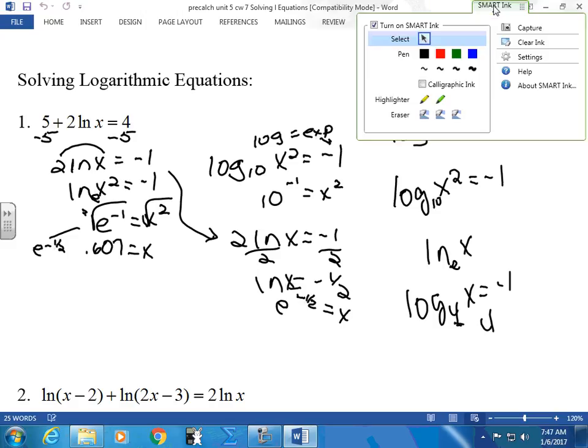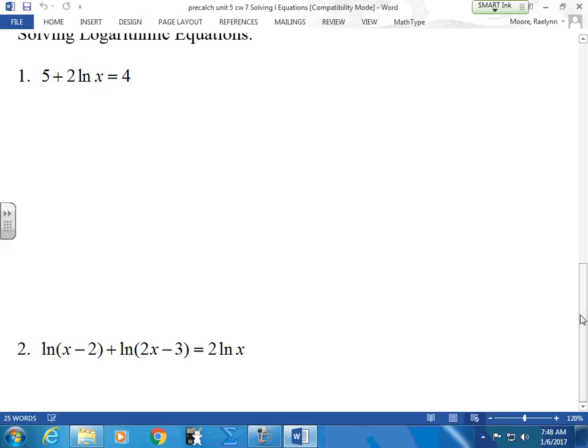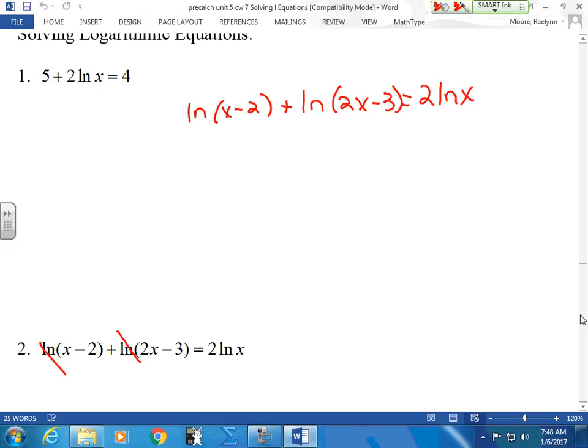And the third type of problem you're going to get is when there's logs all over the place. So it looks like this. Now, you can't start by saying, okay, get rid of my logs. You can't do that. You can only cancel when it's one term, one term. So the first thing we have to do is turn this into a product. We're going to bring this down to one log. Put a line down your equal sign.